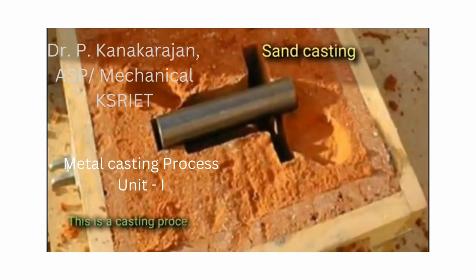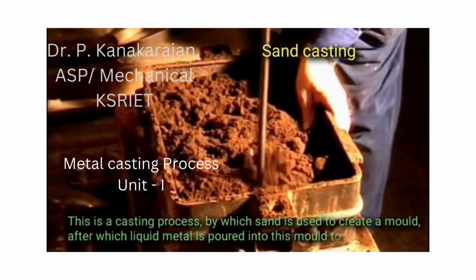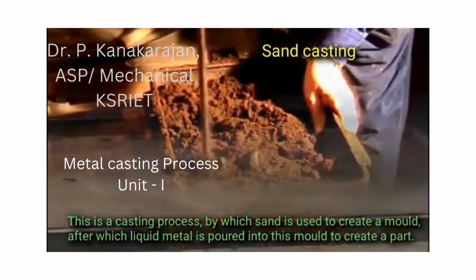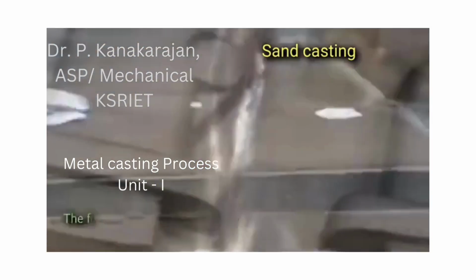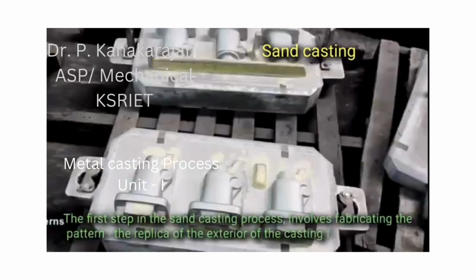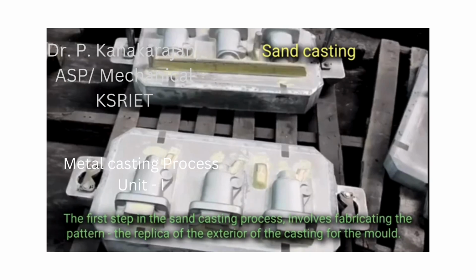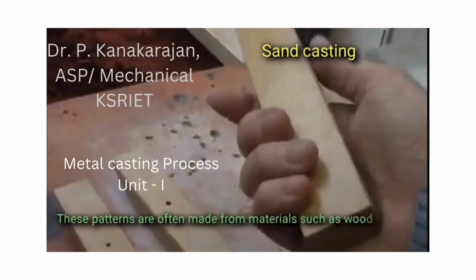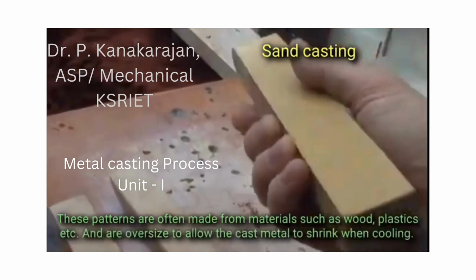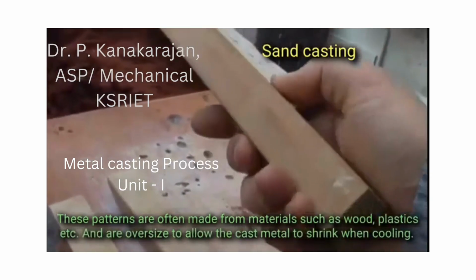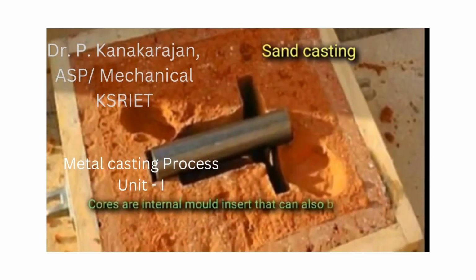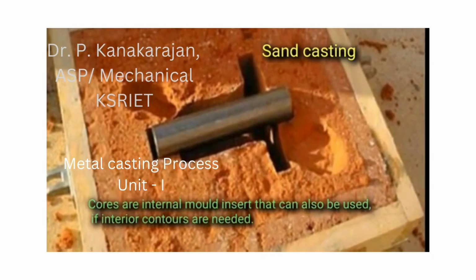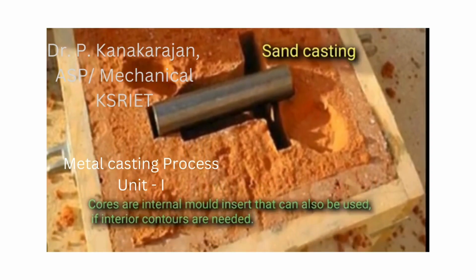Sand casting. This is a casting process by which sand is used to create a mold, after which liquid metal is poured into this mold to create a part. The first step in the sand casting process involves fabricating the pattern, the replica of the exterior of the casting for the mold. These patterns are often made from materials such as wood, plastics, etc., and are oversized to allow the cast metal to shrink when cooling. Cores are internal mold inserts that can also be used if interior contours are needed.